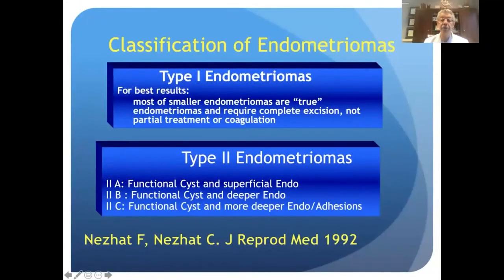In 1992, we published an article classifying endometriomas into type 1 and type 2, with type 2 itself subclassified into A, B, and C. As of today, the reports we see on endometrioma are not detailed on classification and on the variation in the types of endometriomas that we are dealing with. I encourage all of our colleagues to look into it deeper, and hopefully we will see more literature coming out.